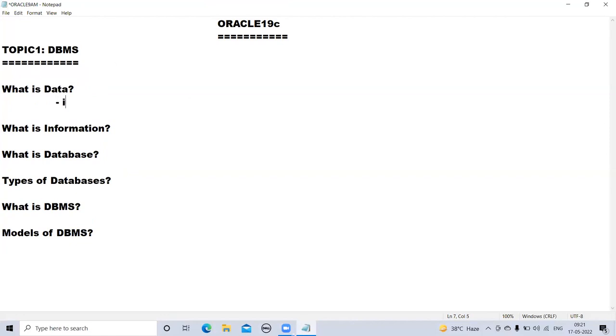Your data can be defined like this, guys. Simply we can say it is a raw fact. The raw fact is nothing but it may be characters, it may be numbers, it may be some alphanumeric characters, or it may be some special characters. All these kinds of things we call a raw fact.